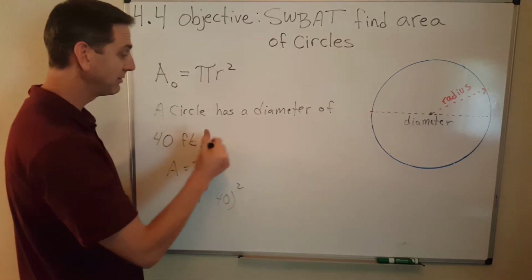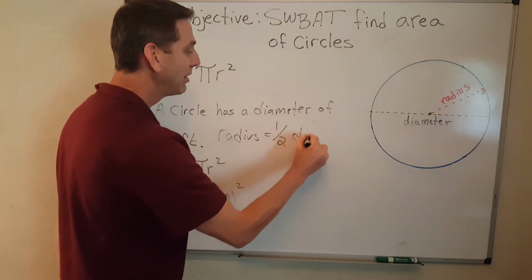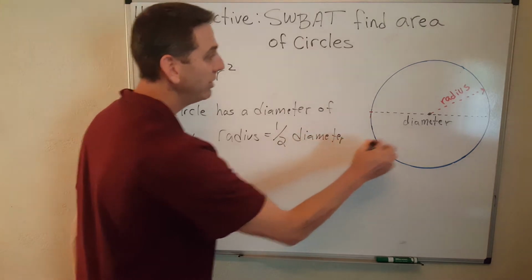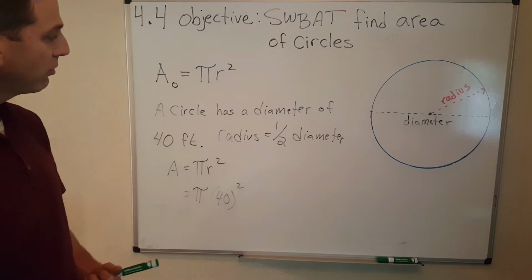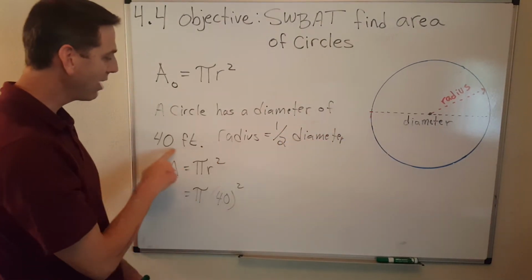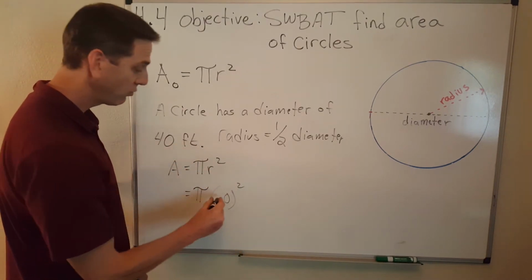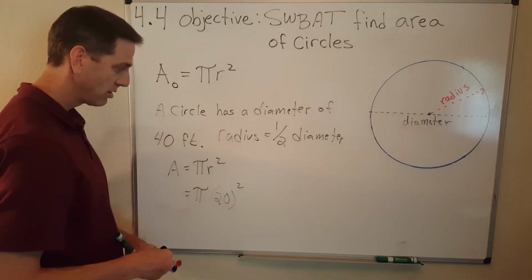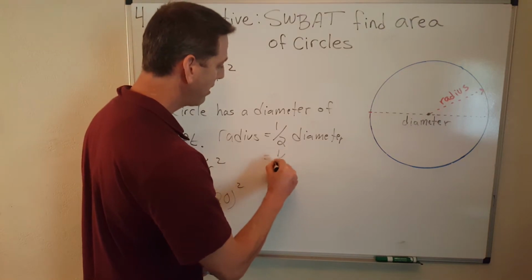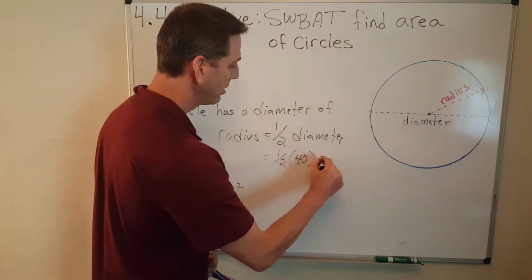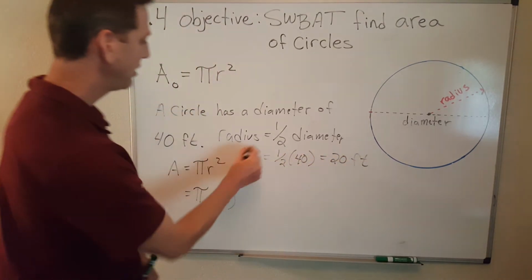So what's the radius? Well, the radius, remember, is just half the diameter. All right, you can see that. The red is the radius. It's just halfway through the circle. All right, so if the radius is half the diameter, and the diameter is 40, then we know the radius is 20. All right, so which equals half times 40, which equals 20. 20 what? Feet. That's the radius.